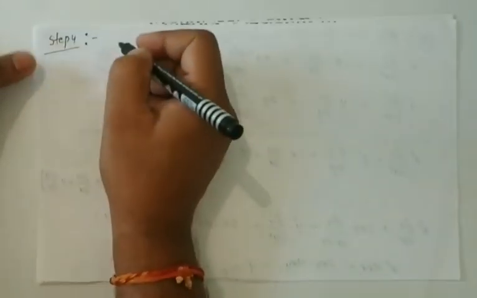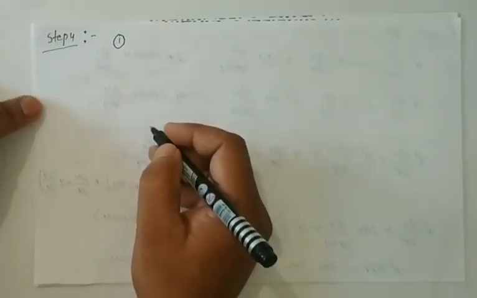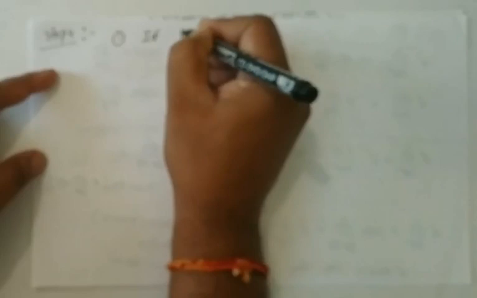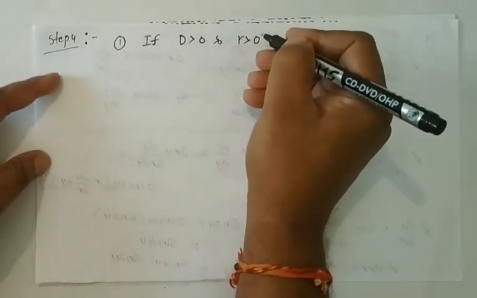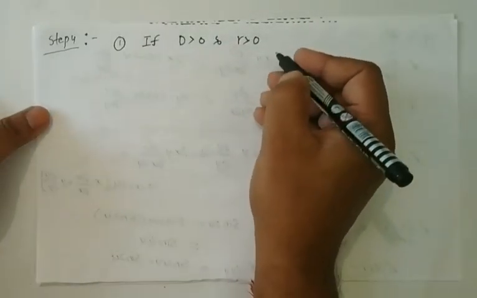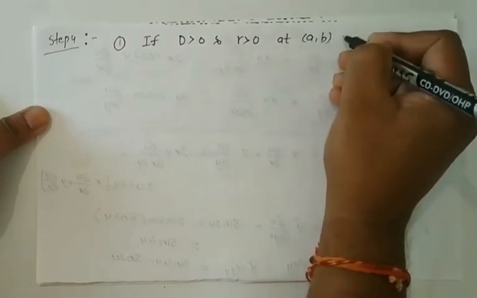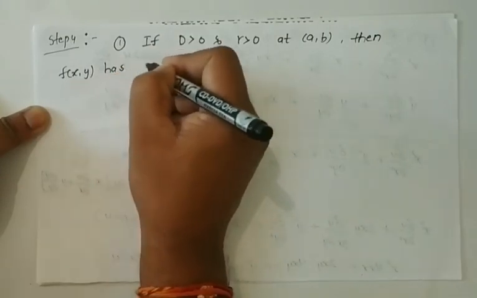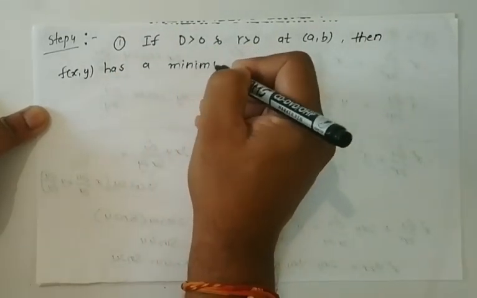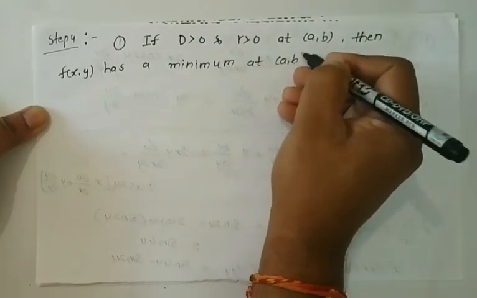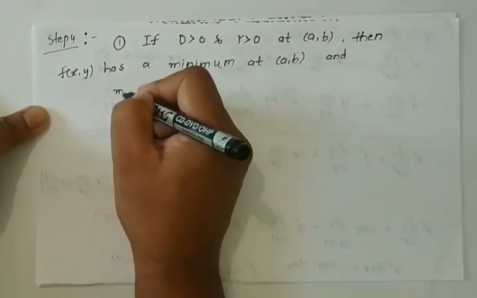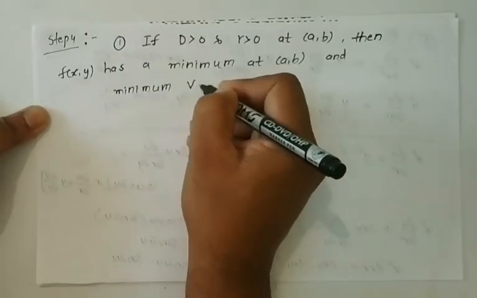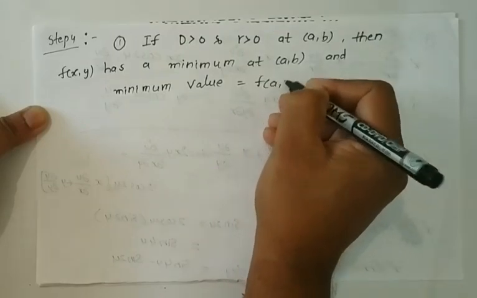Next, step 4. In step 4, first one: if D greater than 0 and r greater than 0 at a comma b, then f of x comma y has a minimum at a comma b, and the minimum value is f of a comma b.